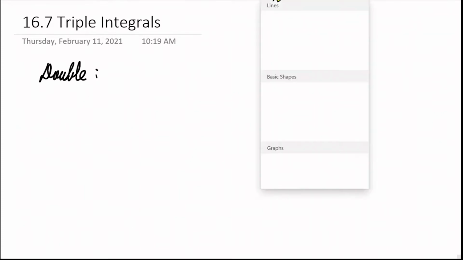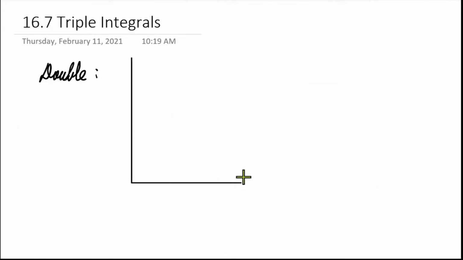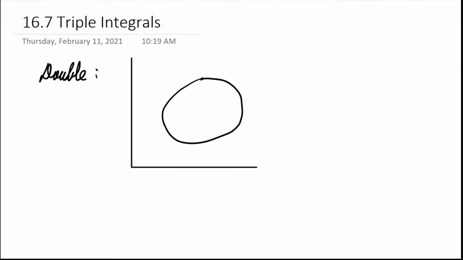Let's review double integral for a sec. When we did double integral, it looked like this. So we have some kind of region. Let's say this is our region, that looks like this. This is our D.